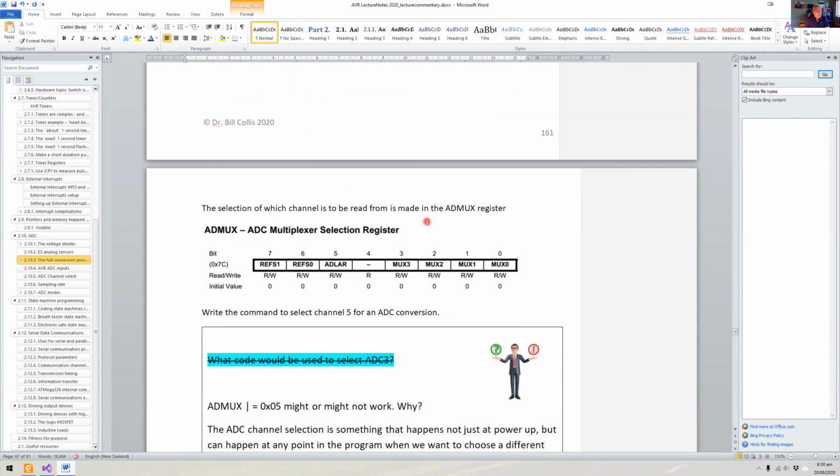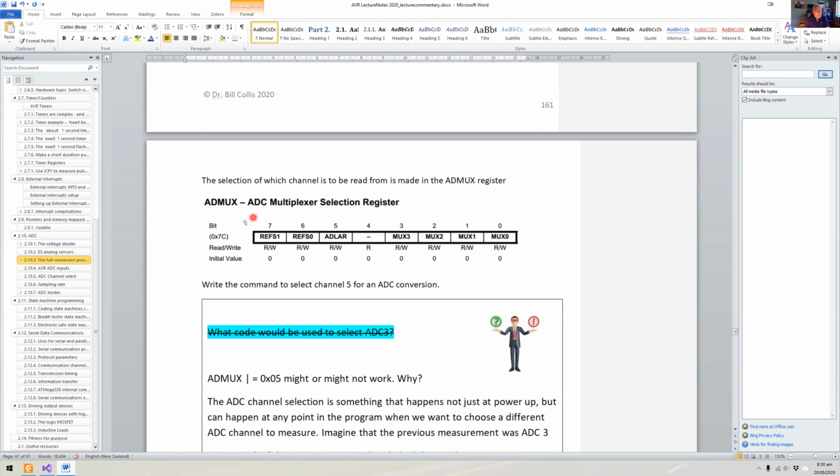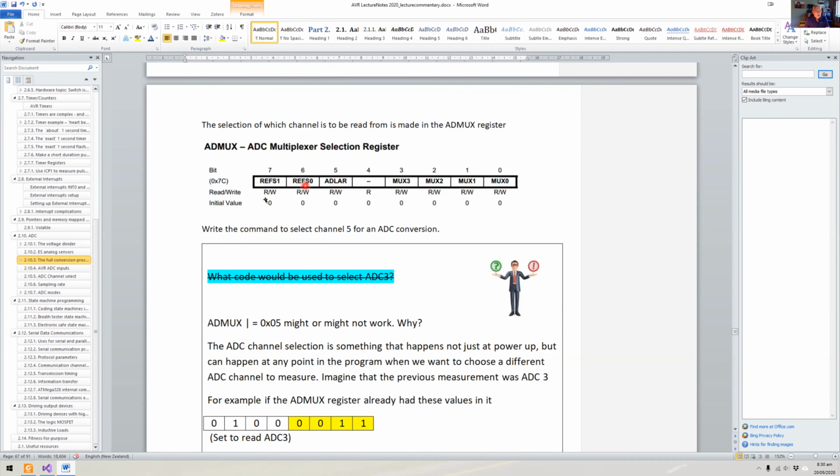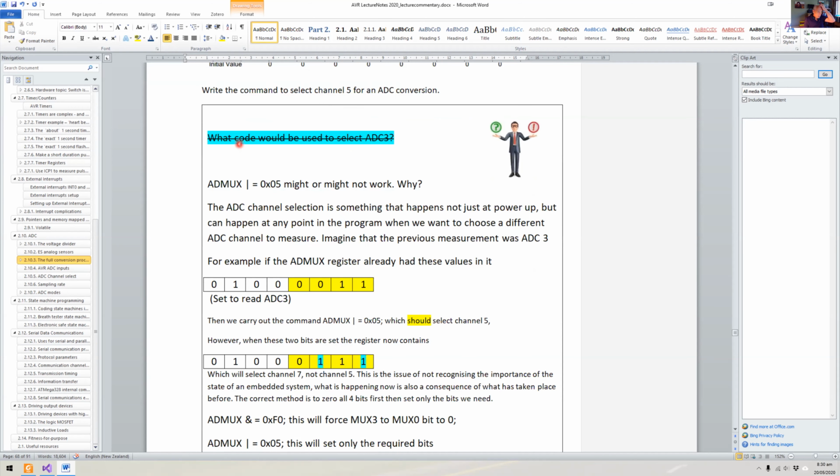So let's just have a look at this. Here's this register. It's got the selections in here for our reference. We will cover ADLAR shortly, and it's got these 4 bits here for choosing which of the inputs. Now, just a correction to the notes, just delete that bit. So we want to write the command to select channel 5 for an analog to digital conversion. So we could write this command here.